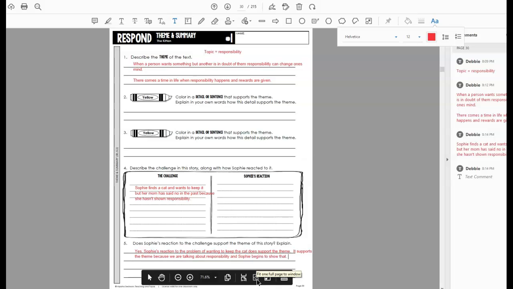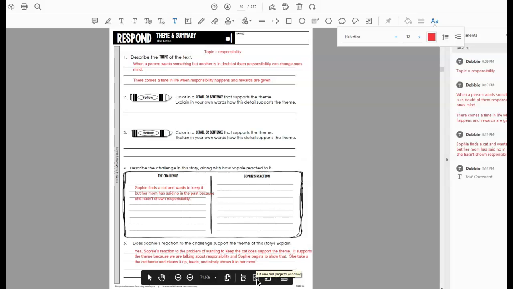Maybe give me an example. She takes the cat home and cleans it up, comma, feeds it, and nicely shows it to her mom. Shows it to her mom.